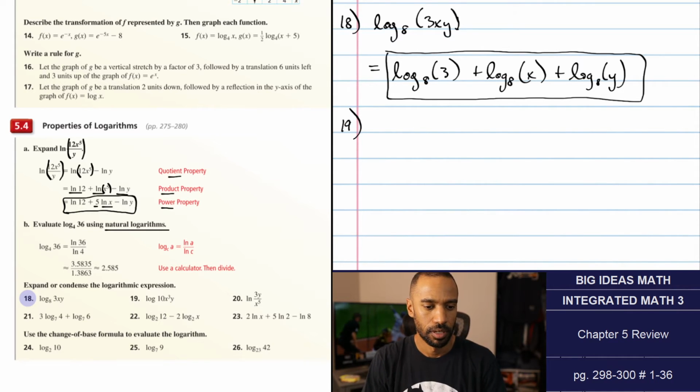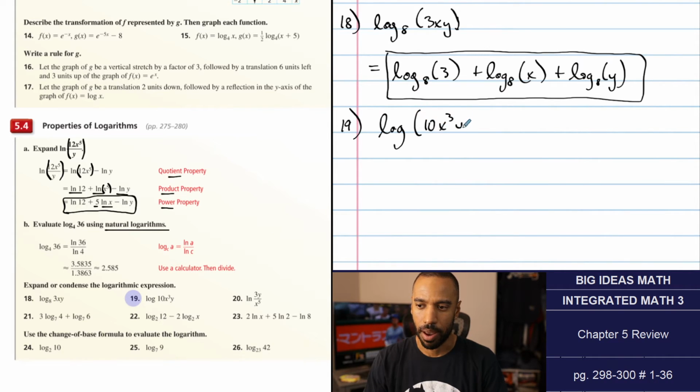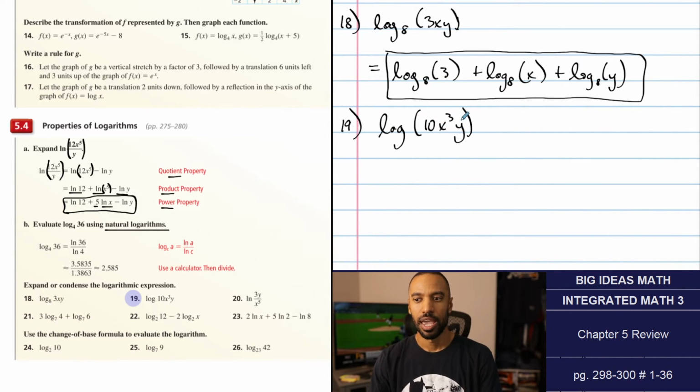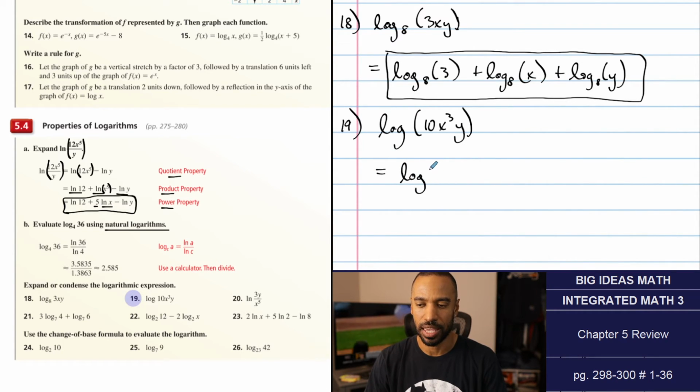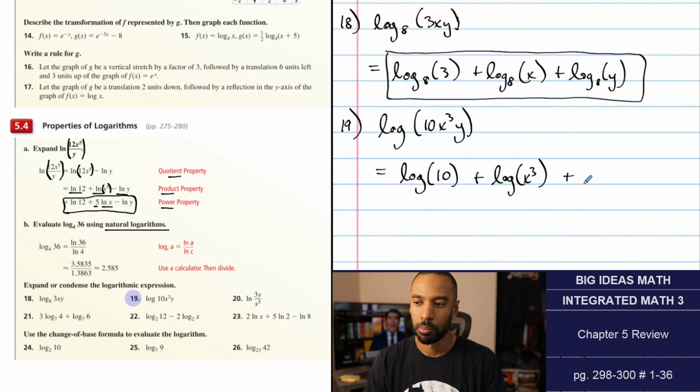Number 19. Log of 10x cubed y. Once again, it's a product. Notice how I wrap this part around parentheses always. I think it's helpful. It's a product, so we can separate this into 3. Remember, 10x cubed is 10 times x cubed. So this is log of 10 plus log of x cubed. And only the x is cubed. This is important for our next step. Plus log of y.